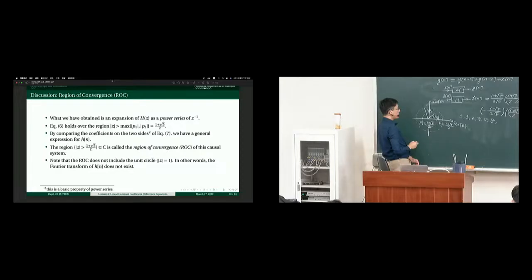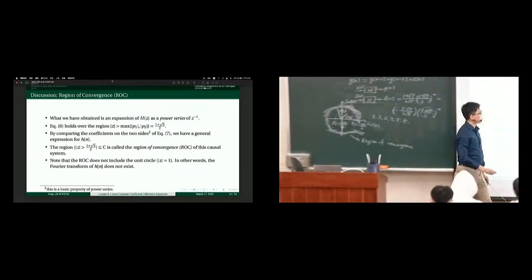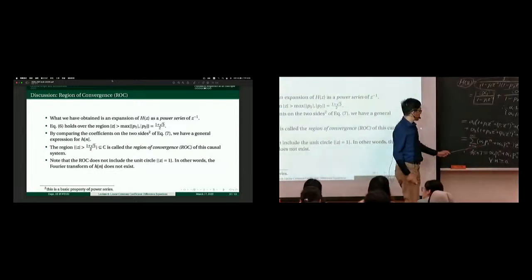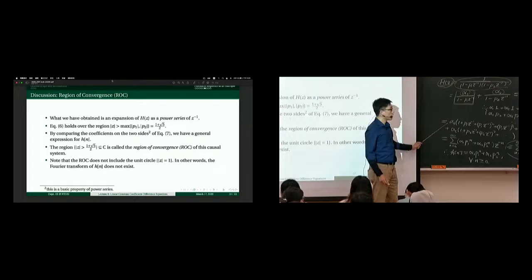holds only in a region where z is outside these two circles. So the region of convergence is outside the larger circle, the larger among the two, for this example. This is the region of convergence for what? For this equality to hold.